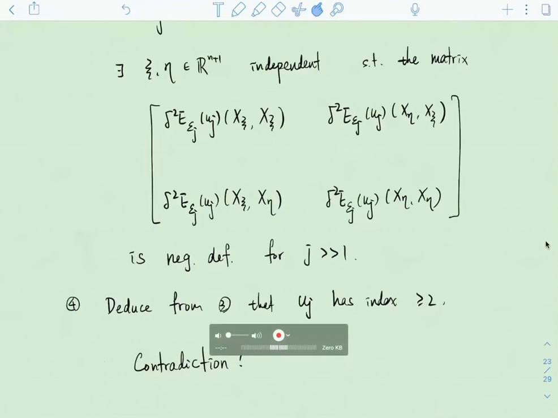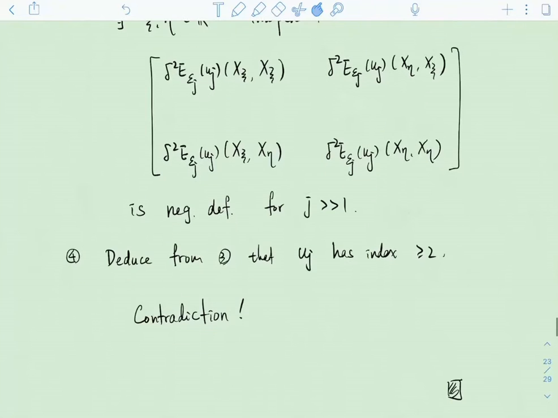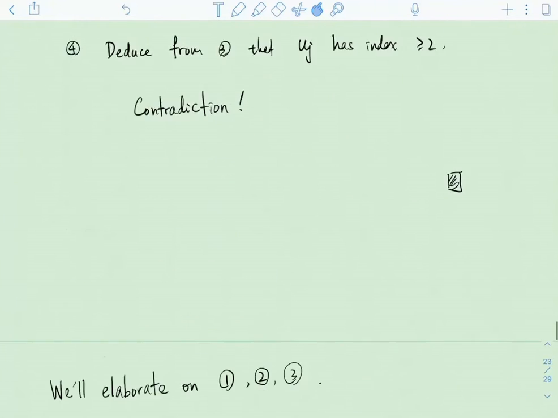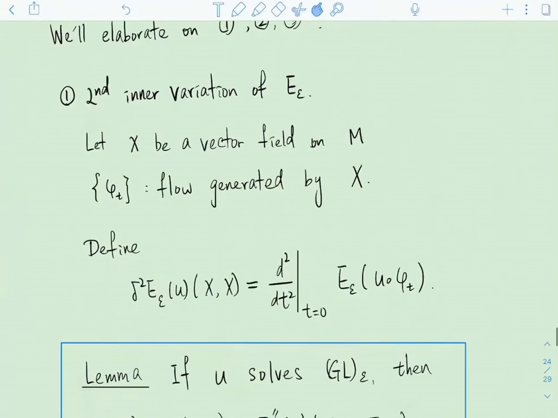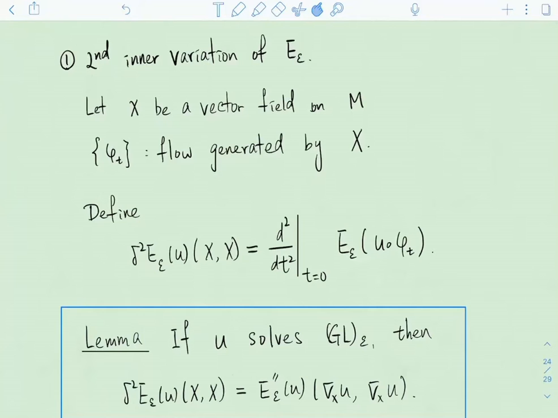Okay, now we will outline steps 1, 2, and 3. So for step 1, we will be in a slightly more general setting. So remember, the goal is to make vector fields show up in the second variation.